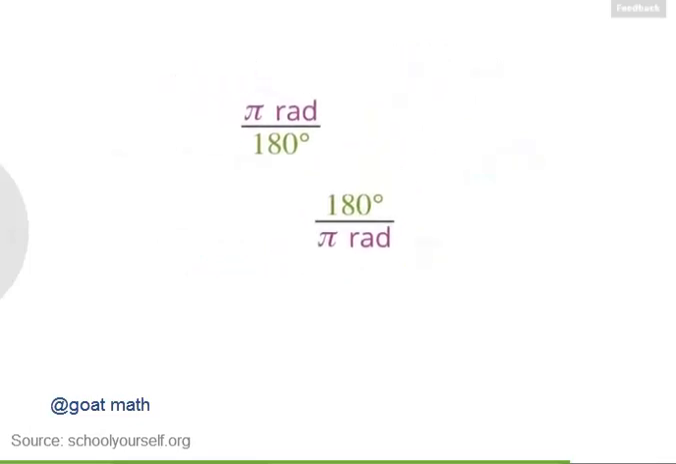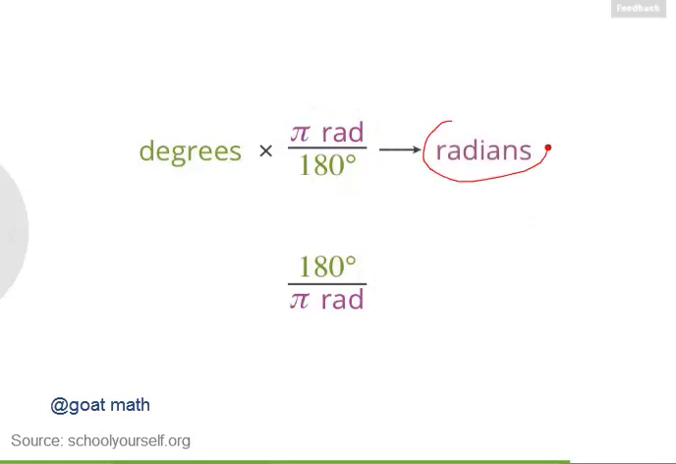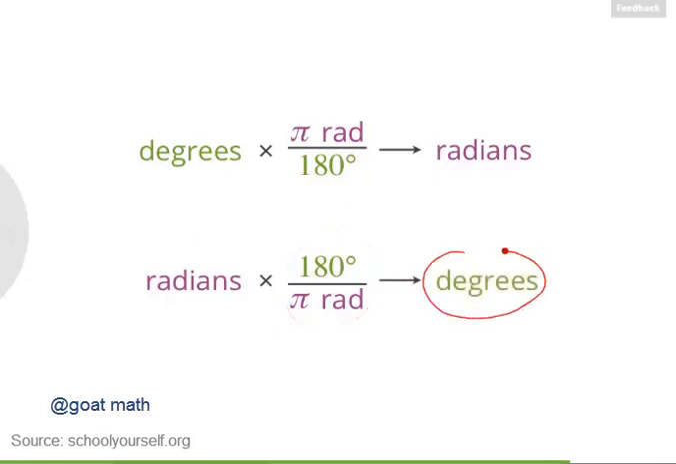So to summarize, if you have an angle in degrees, you can multiply it by pi radians over 180 degrees. This will convert your angle into radians, because the degrees in this denominator will cancel out with the degrees of your angle. Similarly, if you have an angle in radians, you can multiply it by 180 degrees over pi radians. This will convert your angle into degrees because the radians in this denominator will cancel out with the radians of your angle.